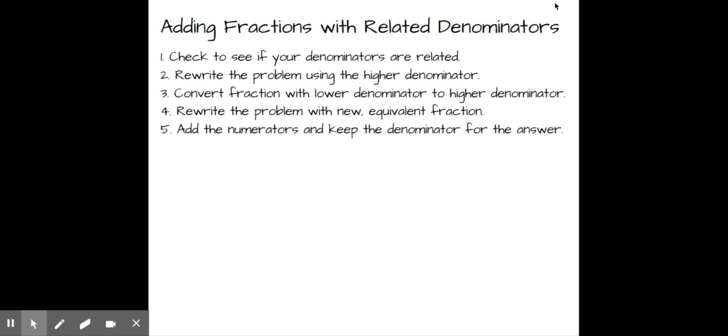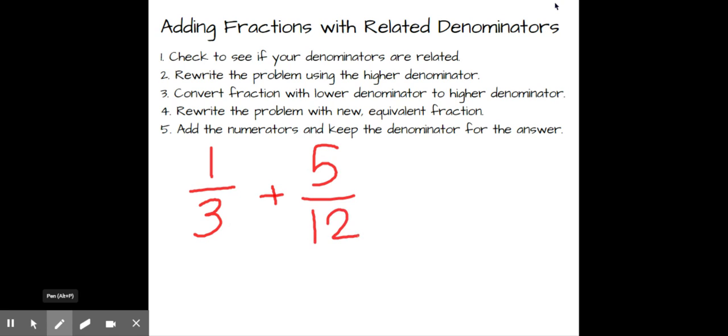Step number 1 is to check to see if your denominators are related. So let's write a problem where you might need this. All right, so let's say we're looking at this problem. Step number 1 is to see if my denominators are related.